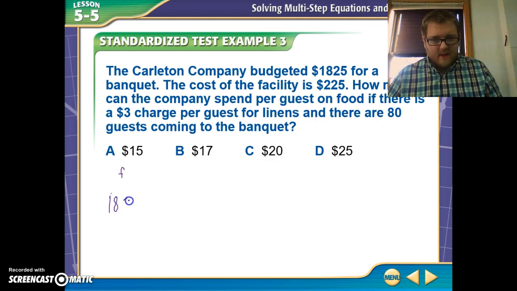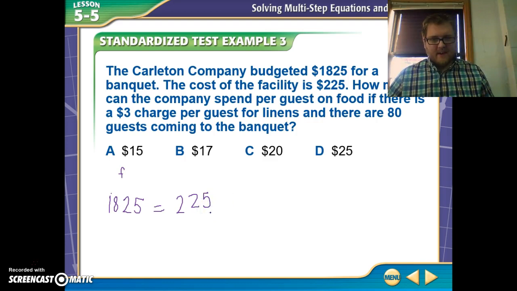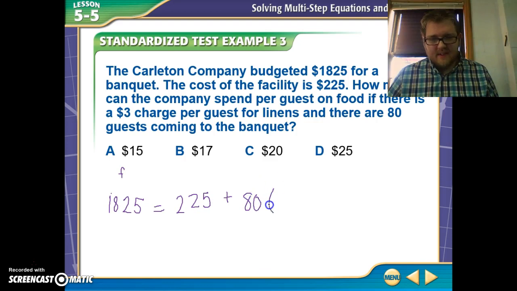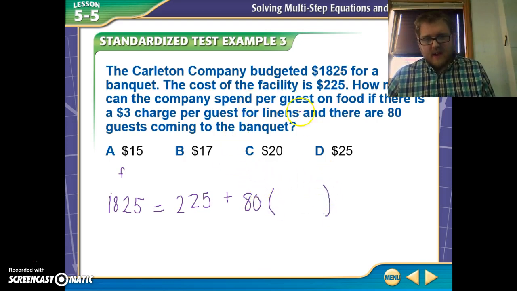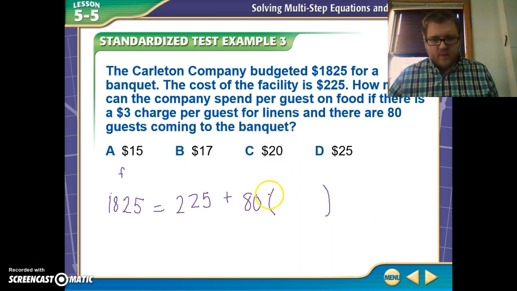So the total is 1825. And we know that the cost of the facility alone is $225. So that's what we have to pay no matter what. And then there's 80 guests. 80 guests times the charge on linens plus the charge on food. So the charge for linens is 3. And we don't know, we want to find out what we can charge for food. The base cost plus the number of guests times the cost.